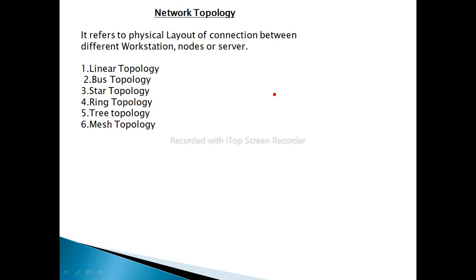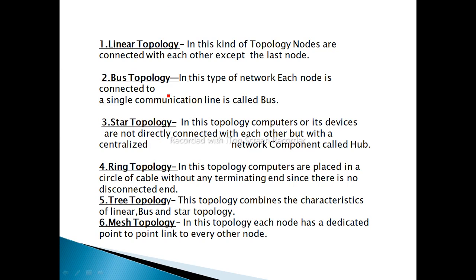Now, there is a term called network topology in computer network. What is network topology? It refers to the physical layout of connections between different workstations, nodes or servers. There are 6 types of network topology: linear, bus, star, ring, tree and mesh topology. So, linear topology. In this kind of topology, nodes are connected with each other except the last node. The last node will not be connected to every node.